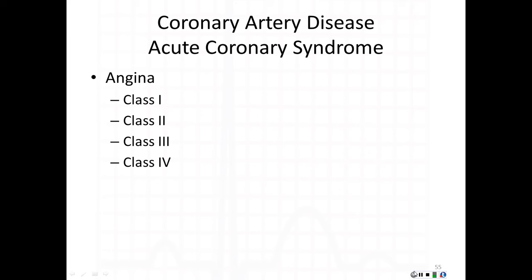Class 2, these patients have a slight limitation of ordinary activity. Pain may occur with walking or climbing stairs rapidly, walking uphill or climbing stairs after a meal, walking in the wind, or especially cold winds, and in the cold may cause pain for these patients, and walking greater than 2 blocks or up 1 flight of stairs at a normal pace. That would be Class 2.